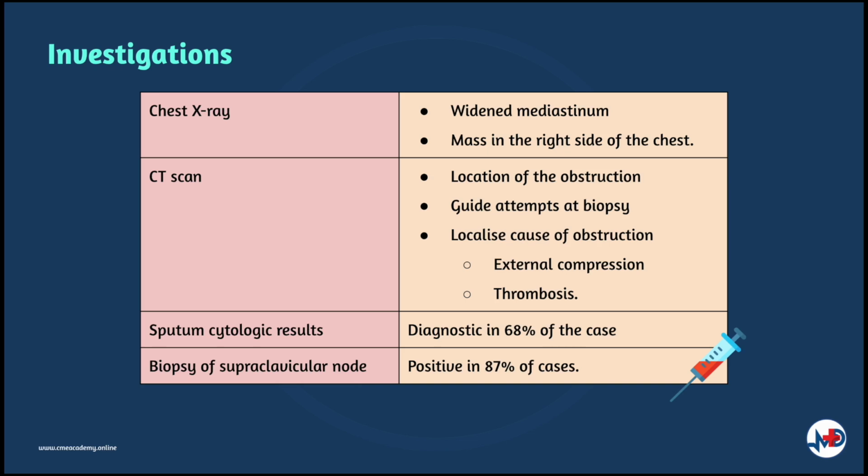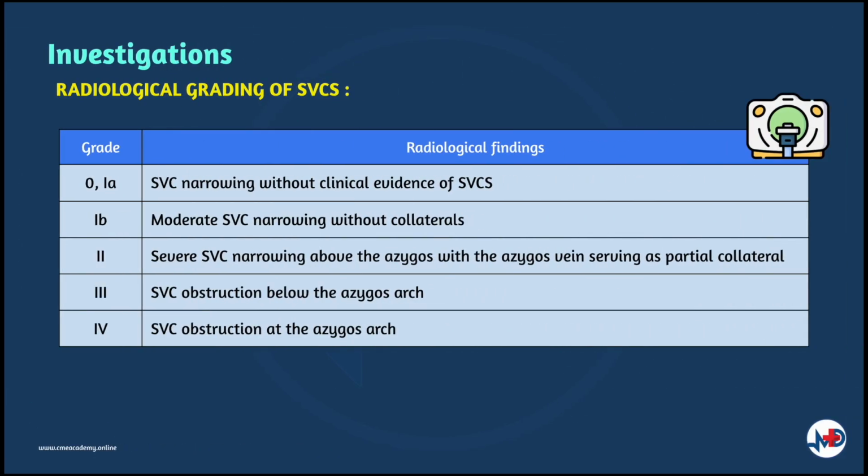A CT scan of the chest is the initial test of choice to determine whether an obstruction is due to external compression or due to thrombosis, and sputum cytologic results are diagnostic in 68% of cases. Biopsy of a palpable supraclavicular node is positive in 87% of cases. Thus, radiological grading of SVC syndrome is used to provide information about the prognosis.